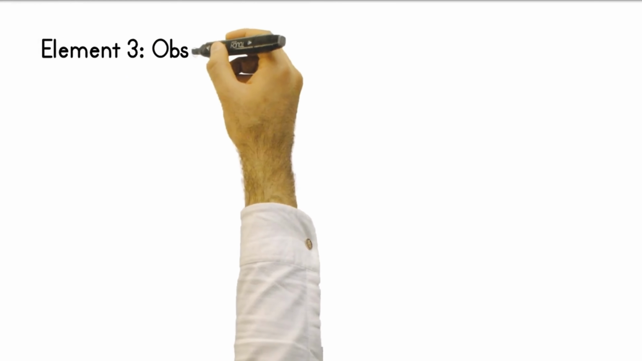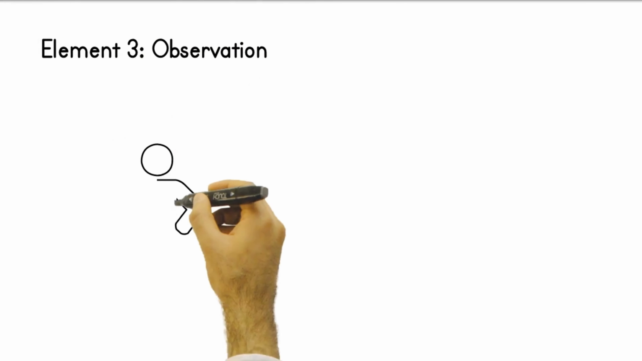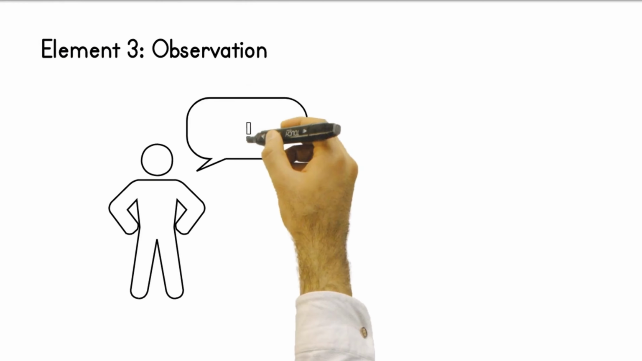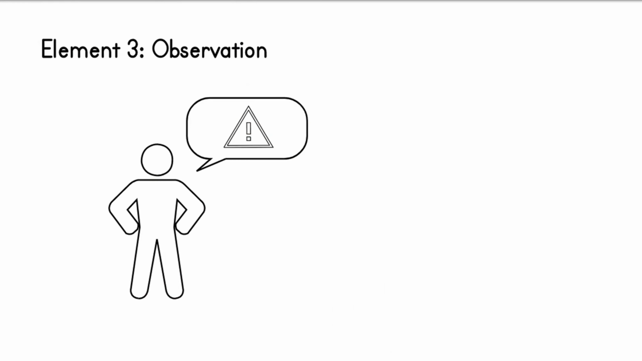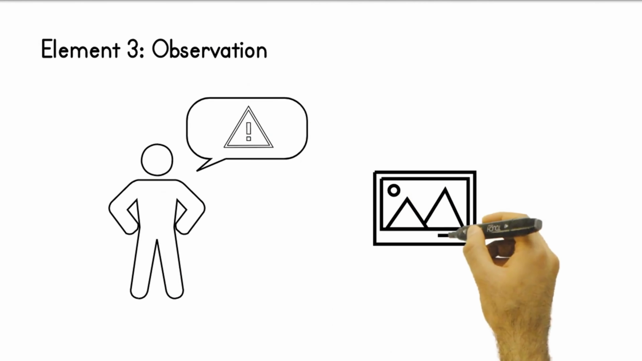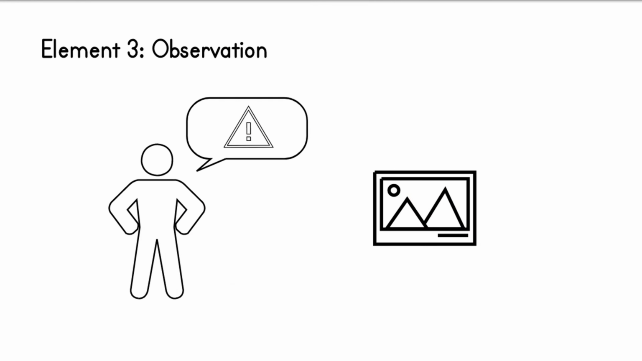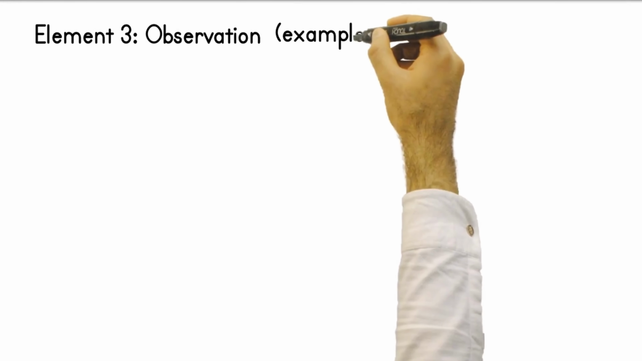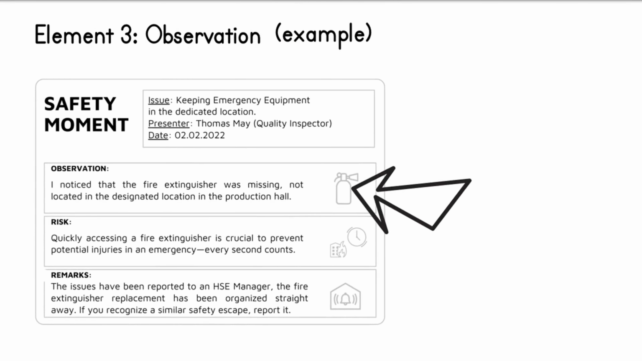The observation describes what was noticed. The presenter explains the situation, the circumstances, and what was out of order. For visual presentations, it's recommended to include a photo showing the issue. Example: I noticed that the fire extinguisher was missing and not located in the designated place in the production hall.